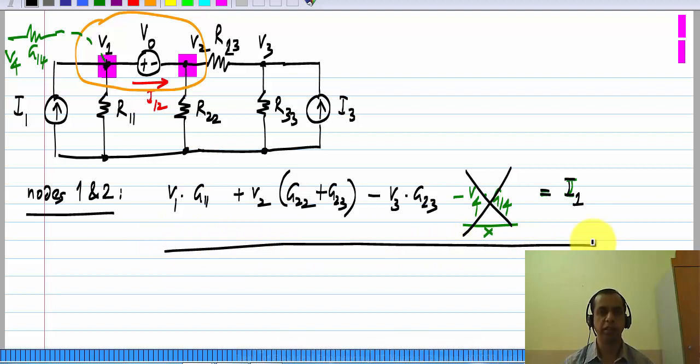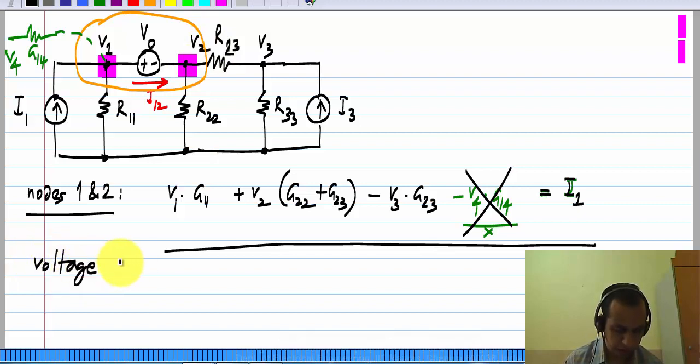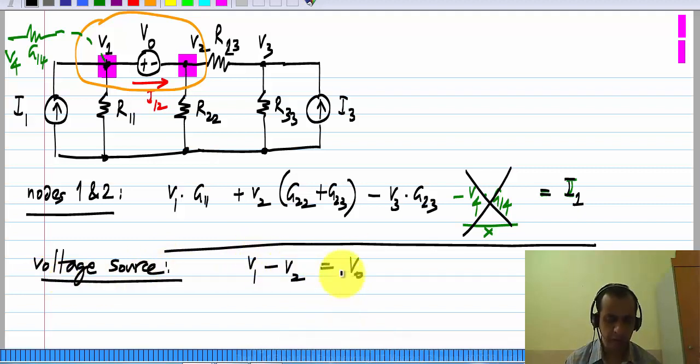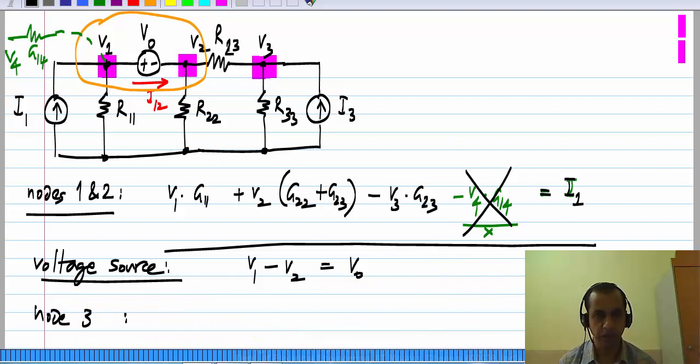So this equation, which combines the equations for nodes 1 and 2, can also be written down by inspection. What you have to do is make a super node that combines the nodes between which the voltage source is connected, and on the left hand side you write all the currents leaving the super node through resistors. On the right hand side you have all of the independent sources injecting currents into the super node. Of course, you always use appropriate polarities. So that's how you can write this by inspection. And of course, the voltage source equation can be easily written down by inspection. So V1 minus V2 equals V0. And for node 3, the same thing that we always used applies.